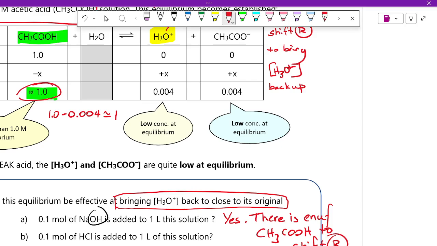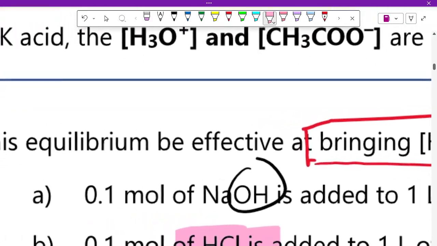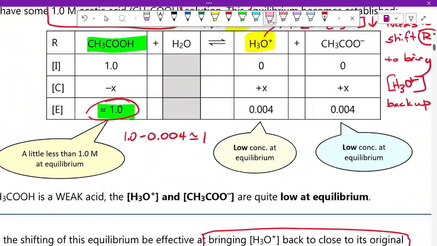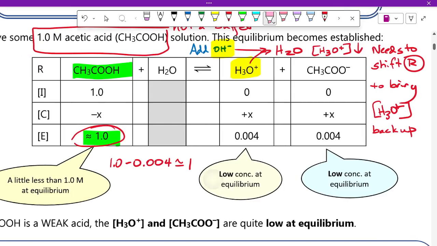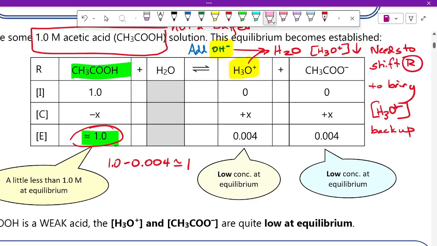Now, what if we add HCl? Oh, and it even says how much. It says 0.1 mole of NaOH. We only need to really replace 0.1 mole, and we have 1 mole of the other stuff. Yes? So would it be okay? Yes.